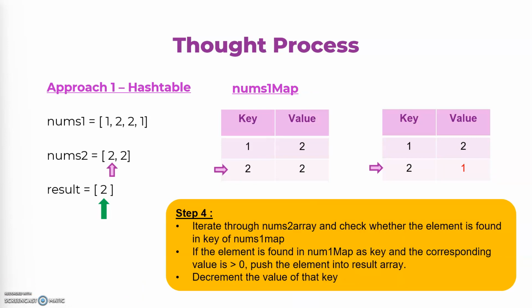This is the last step. In this step, we need to iterate through this nums2 array and check whether the element is found in the key of this map. If the key element is found as key, then another condition is the corresponding value is greater than 0, then we are going to push that element into the result. After that, we need to decrement the value of that key because we have used that frequency, the value to push that key element into the result.